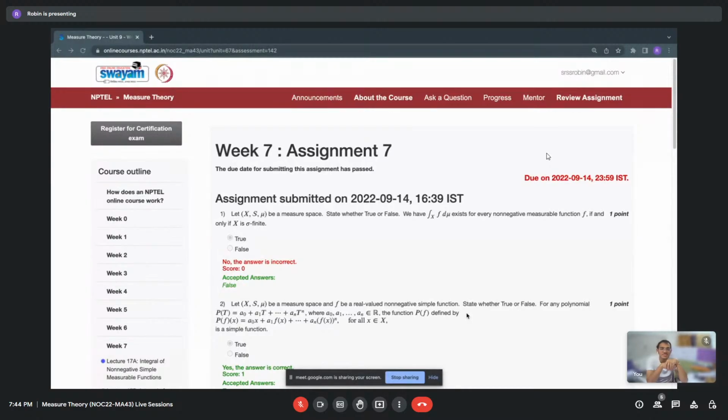So (X, mu) is a measure space. State whether true or false: the integral of f d mu exists for every non-negative measurable function if and only if X is sigma finite. Yes. Actually, there are sigma finite measure spaces in which the integral may not exist in the sense of plus infinity, right? Yes. So why do we require sigma finite there?